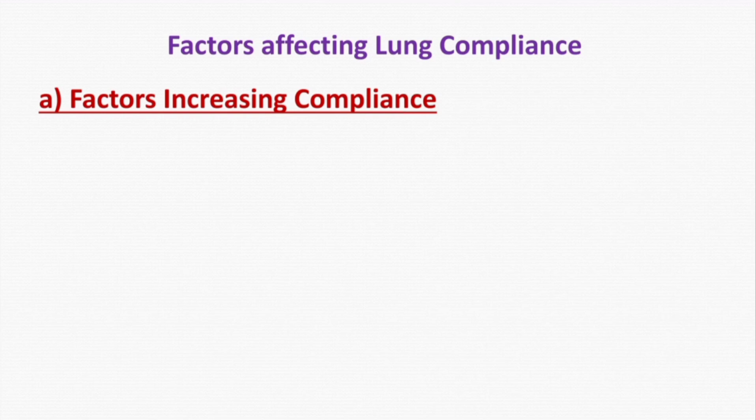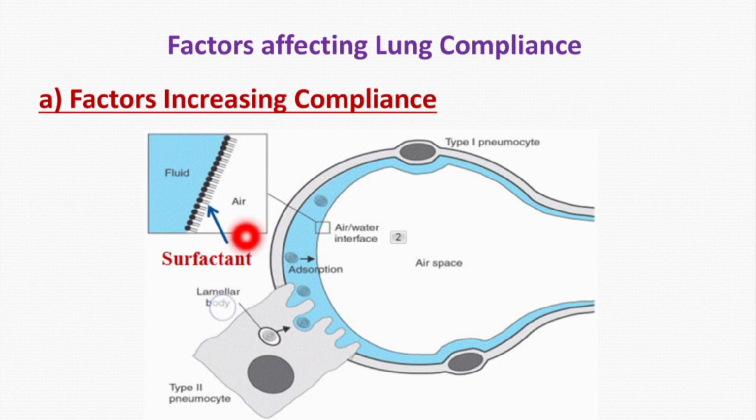Now there are certain factors which increase and decrease lung compliance. First of all, we will discuss the factors which increase lung compliance. So there is surfactant. Surfactant is a surface tension lowering agent which is present at the surface of the fluid lining the walls of the alveoli. It is secreted by type 2 pneumocytes, and this surfactant forms a layer on the surface of the fluid lining the walls of the alveoli, and it serves to decrease the surface tension. It keeps the surface tension in check.